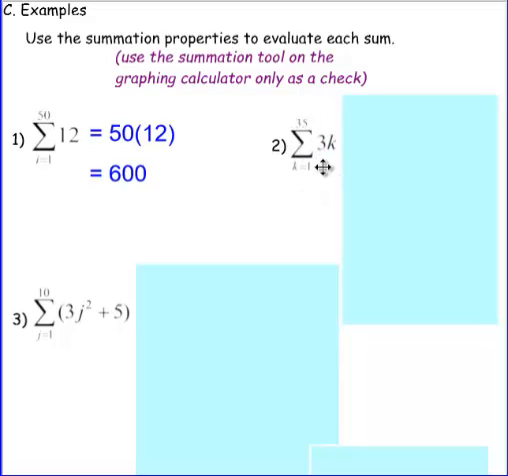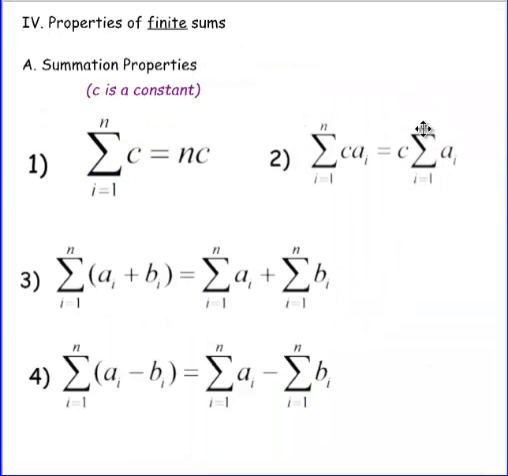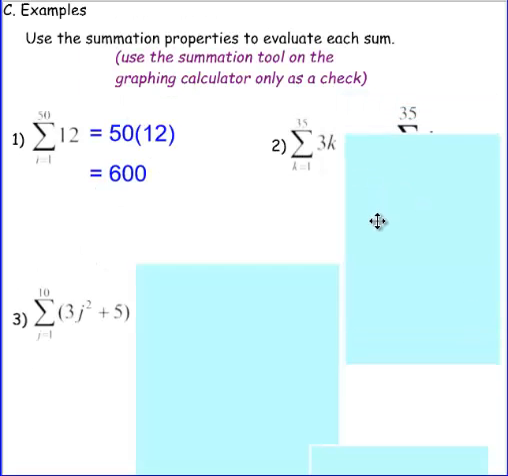The next one, we have 3k. So first we're multiplying it with a constant. The first thing I can do is bring that constant out to the front. So let's look at that. That is this property right here. So I'm going to take that constant, bring it out to the front. Then I have a summation of k. So k is just a single variable from 1 to 35. So now I can use the rule that was with the single variable.